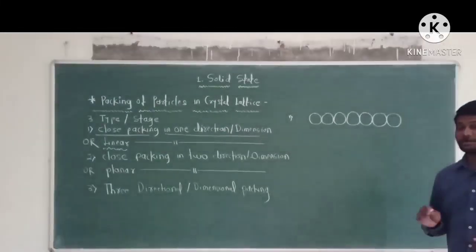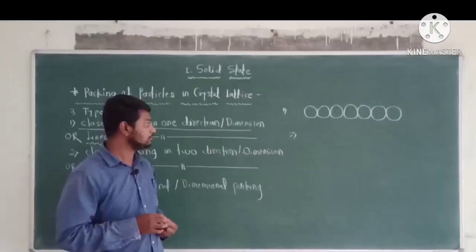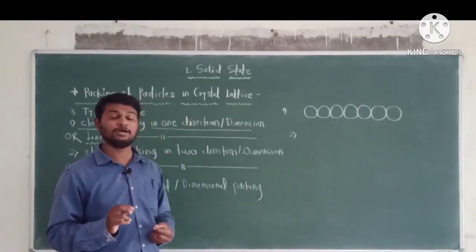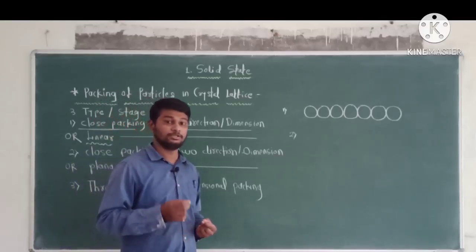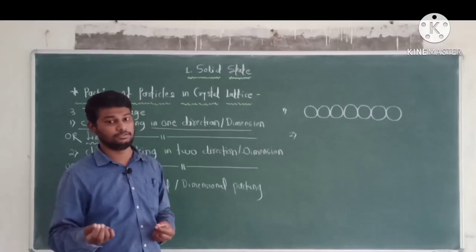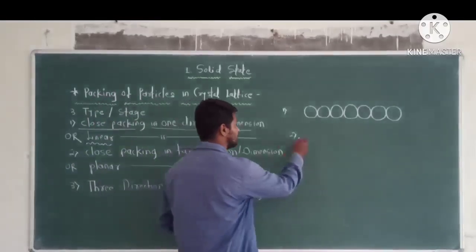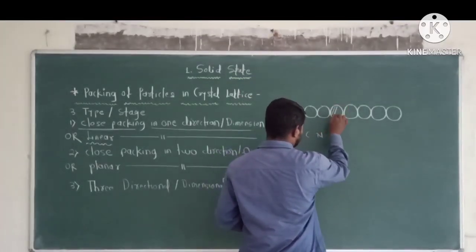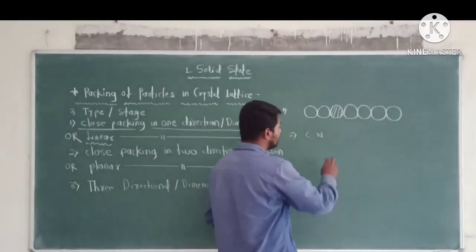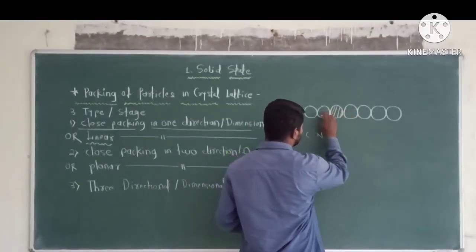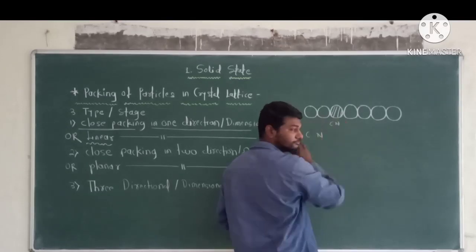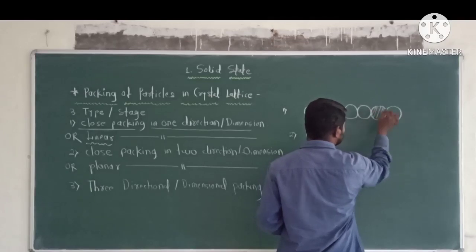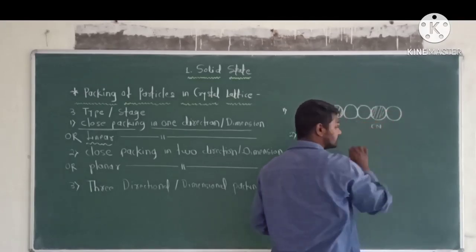Okay. The next, coordination number. Second point, coordination number. The coordination number is the number of constituent particles that a single constituent particle is surrounded by or in contact with. For example, this is a constituent particle. This constituent particle is in contact with two other constituent particles. This is called the coordination number. This constituent particle is also in contact with two other constituent particles.